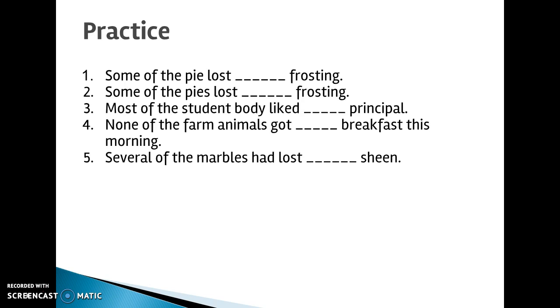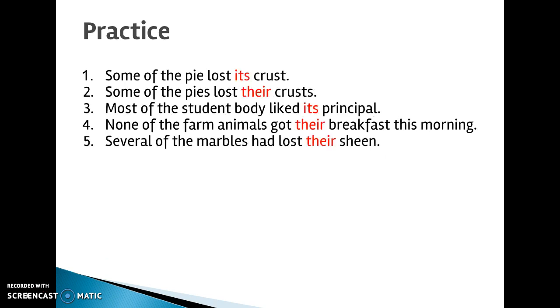So let's pause and do a quick practice. Take a minute, pause the screencast, fill in the blank, and then check your answers. Hopefully you got some of the pie lost its crust. Remember, some can go both ways, but it's modifying pie here, which is a singular non-countable unit. So you'd say its crust.